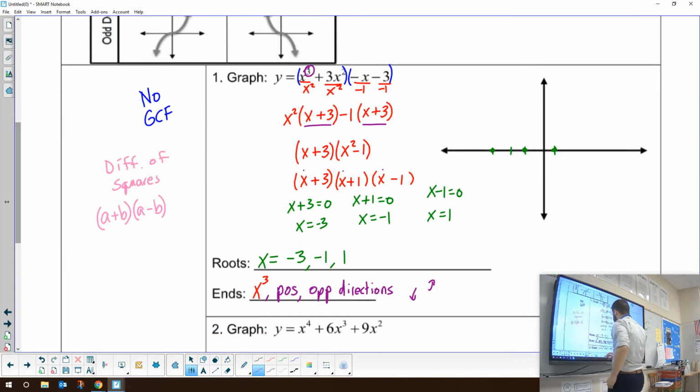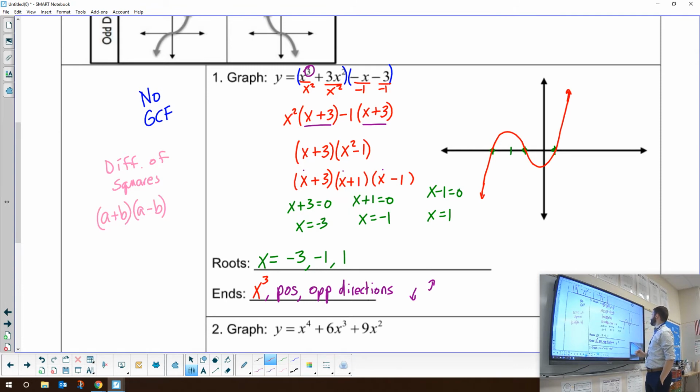All right, so now if we're going down to the left and up to the right, I just need to connect the dots through, and through. And there is my graph for number 1. All right, let's take a look at number 2.